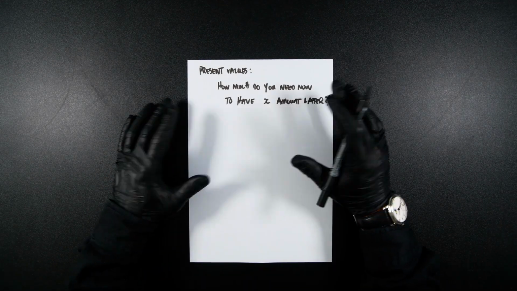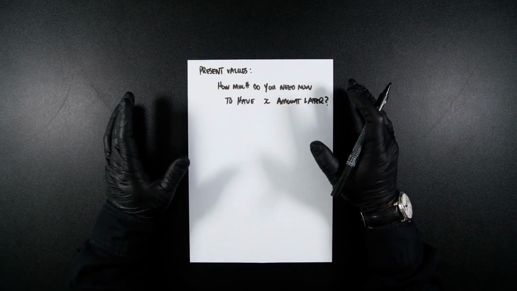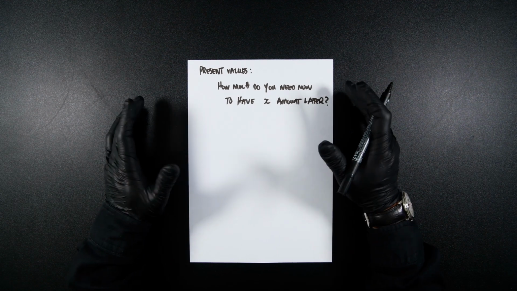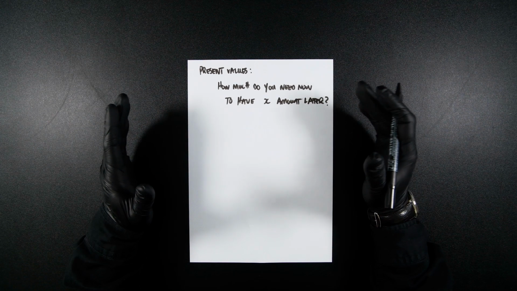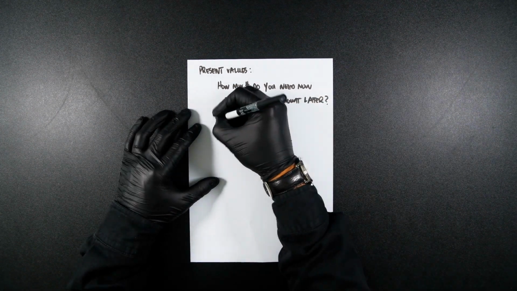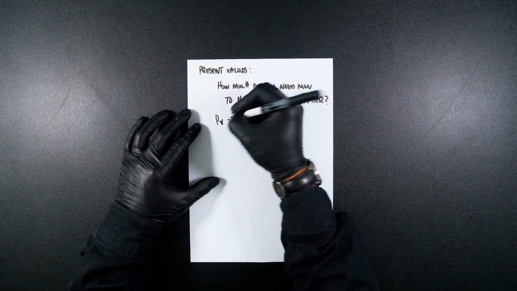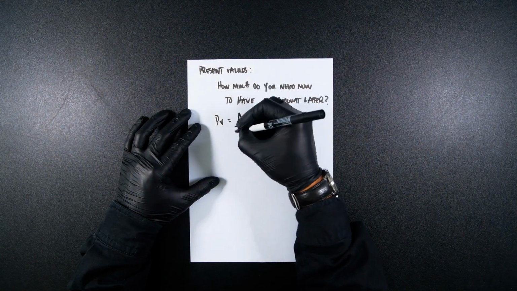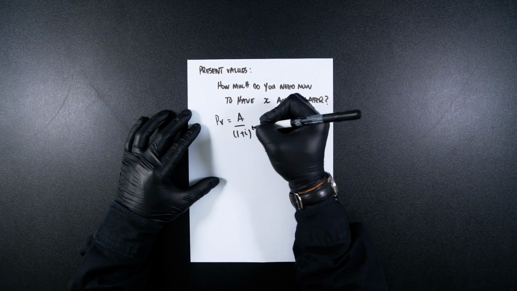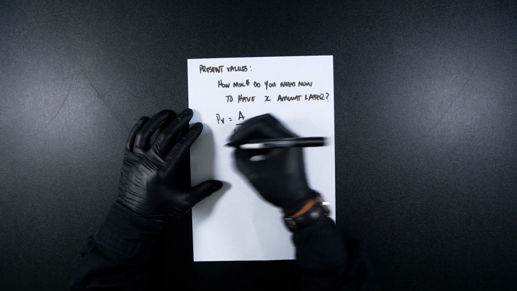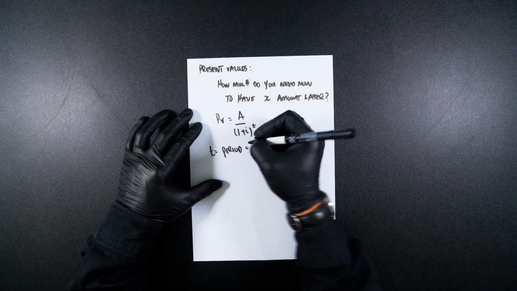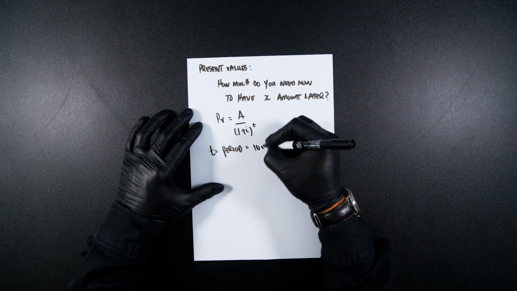Present values. This is a topic in investment mathematics, and in layman's terms, it's basically how do you know how much you need today to have X amount later on. So the equation is present value equals A over 1 plus I to the power of T. So T is the period, and in this example, we're going to pick 10 years.